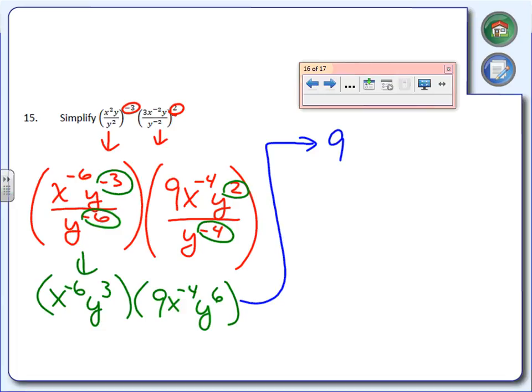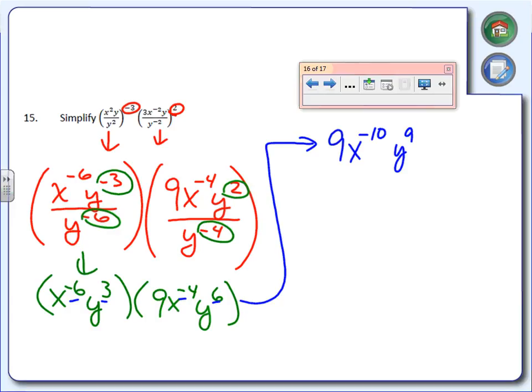Now we're going to multiply these two together, and because we're multiplying instead of subtracting the exponents, now we're going to add. So we're going to have 9x to the, what do you get when you add a negative 6 plus a negative 4? Negative 10. What do you get when you add the 3 and the 6? 3 and 6 added together give us a 9.